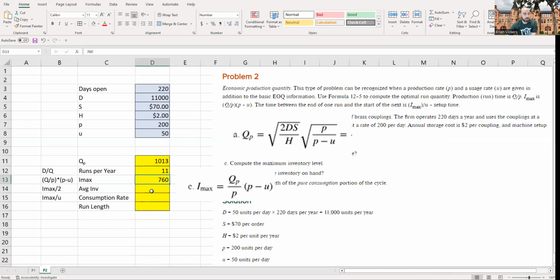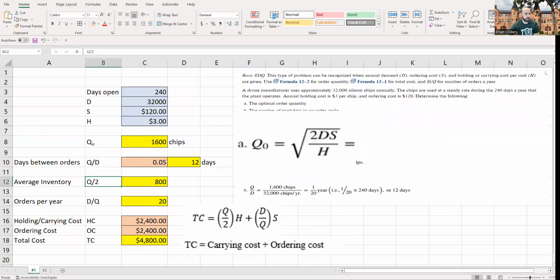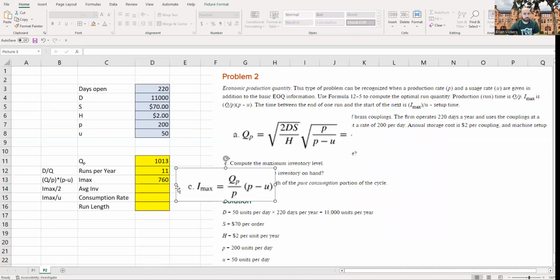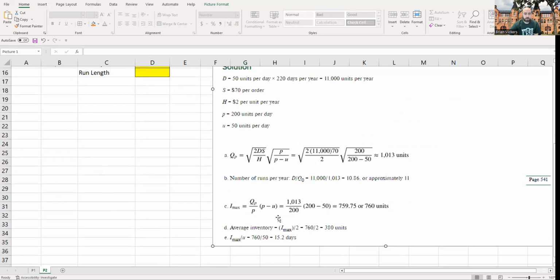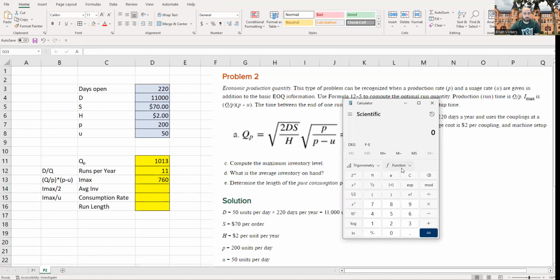Average inventory is going to be this number divided by 2. So instead of, what was it? The average inventory is Q divided by 2. It's actually IMAX divided by 2. We're going to produce all these, but there's a maximum we'll ever have in our inventory because we are producing so many units a day, but then using them up in production of whatever it is we make. I already wrote the formula there. IMAX divided by 2, so that's going to equal 760 divided by 2, 380.